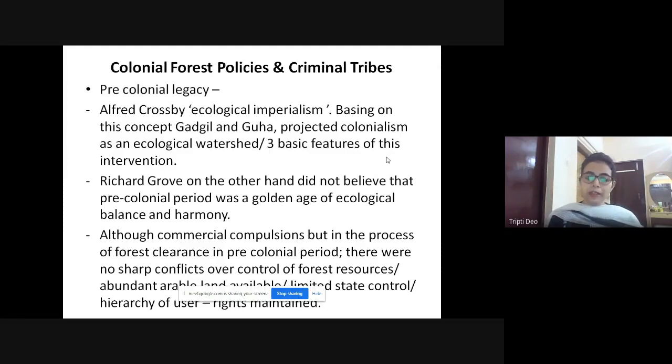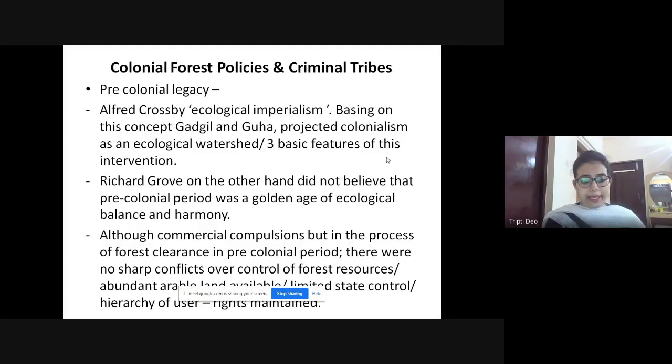The pre-colonial period was also one where the economy was flourishing, and there was a certain kind of ecological, I wouldn't say discrimination or destruction, but there was use of ecology for the purpose. But the way it changed in the colonial period was phenomenal. I'm trying to emphasize this again and again because that's the basic point of this entire unit.